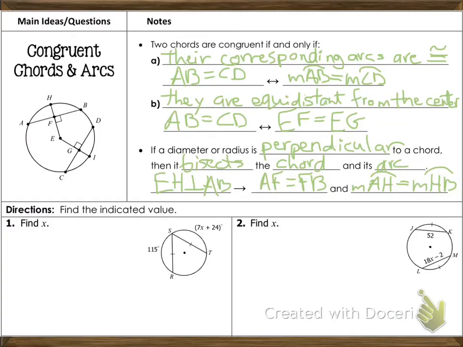Alright, so in this video we're going to talk about congruent chords and arcs. Two chords, which by the way are these guys over here, are congruent if and only if their corresponding arcs are also congruent.